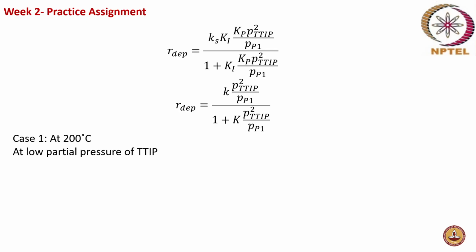Actually, how you have to consider is that you have this expression: rate of deposition is equal to some constant K into square of partial pressure of TTIP by partial pressure of P1, divided by 1 plus K into square of partial pressure of TTIP by partial pressure of P1. Now what you have to do is that they have given at low partial pressure of TTIP. So you have to look into the denominator of the expression. When you have very low values of this partial pressure of TTIP, then this whole second term of this expression becomes very small compared to 1.